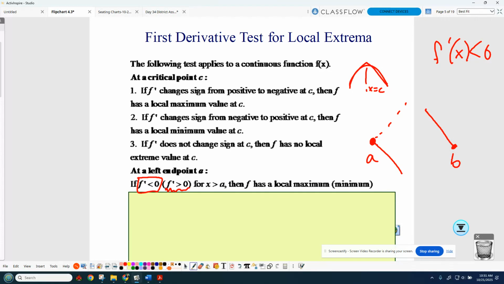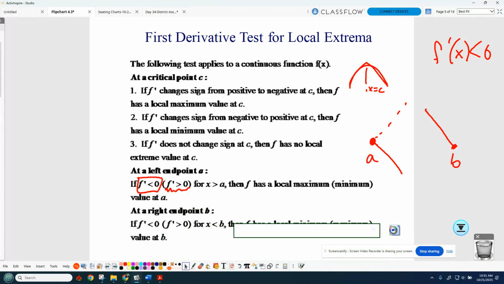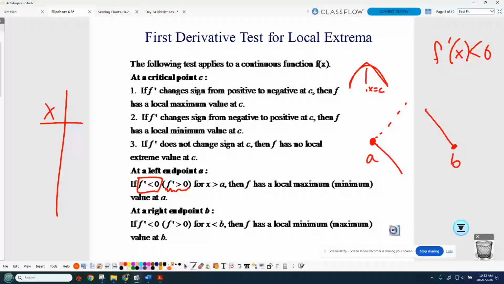Get how to reason that? Like, I have concept dyslexia. If I tried to memorize this, I guarantee you I'd get it wrong. Just by knowing what the slope is doing at the beginning and towards the end, you can determine whether those endpoints are highs or lows. You still need to do the table to find out if they're absolute or not, but you can still say there's a minimum or a maximum based on what the slope is doing.